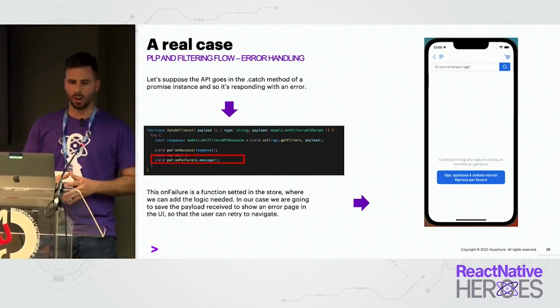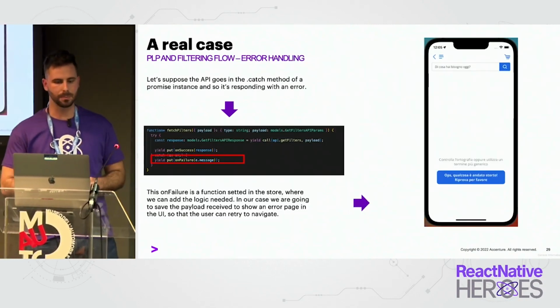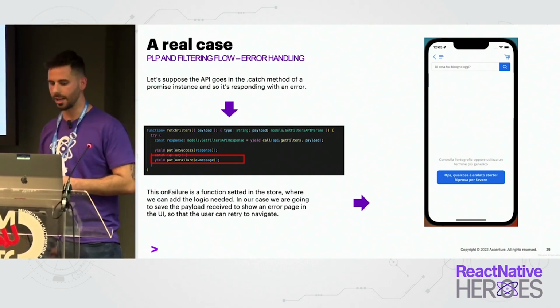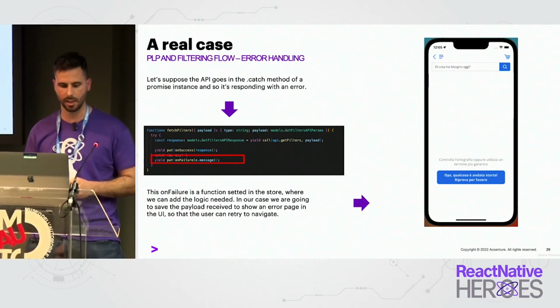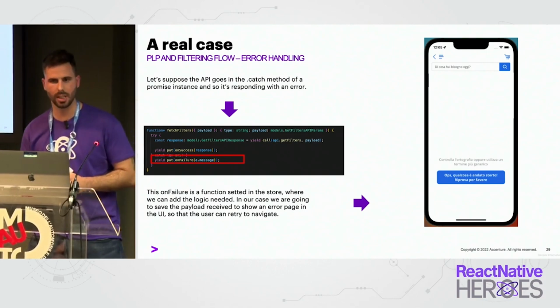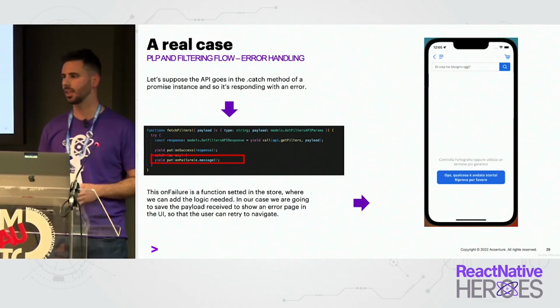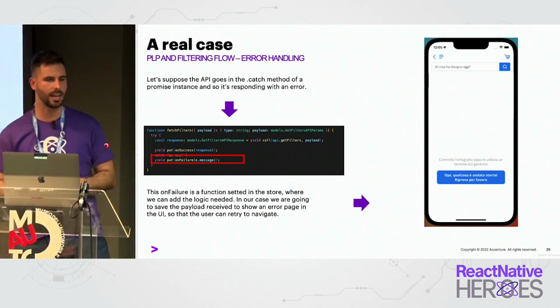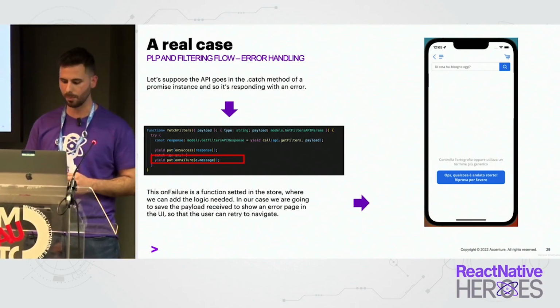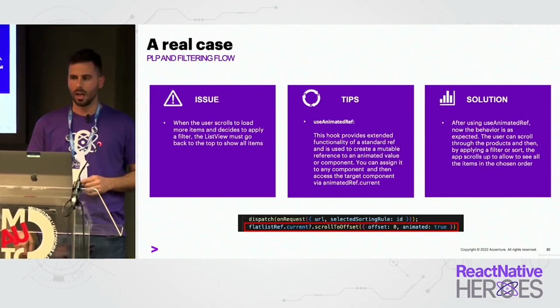If something goes wrong, we are also managing the error handling. In that case, we are dispatching the onFailure action so that we can save the message that arrived from the API, and we can render the error message to the Webview or to the native app.